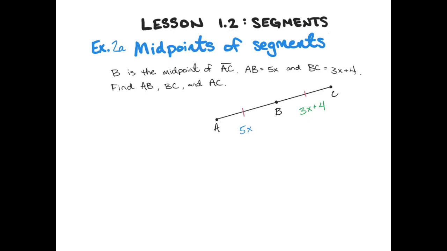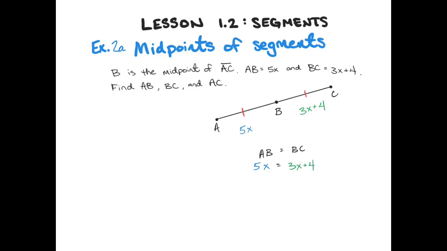So we know that because B is the midpoint, AB is equal to BC. I put the little congruent tick marks there to show that point B is the midpoint and that AB is equal to BC. So now that I know that, I can do some substitution. I can say, hey, AB is 5x and BC is 3x plus 4.